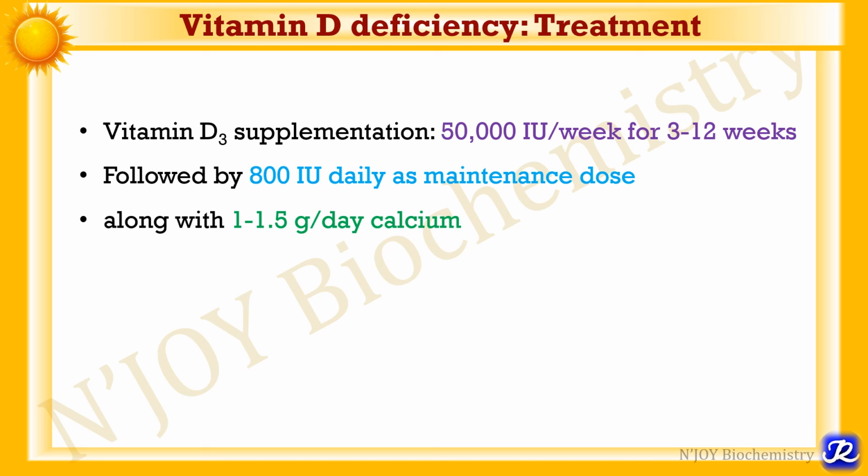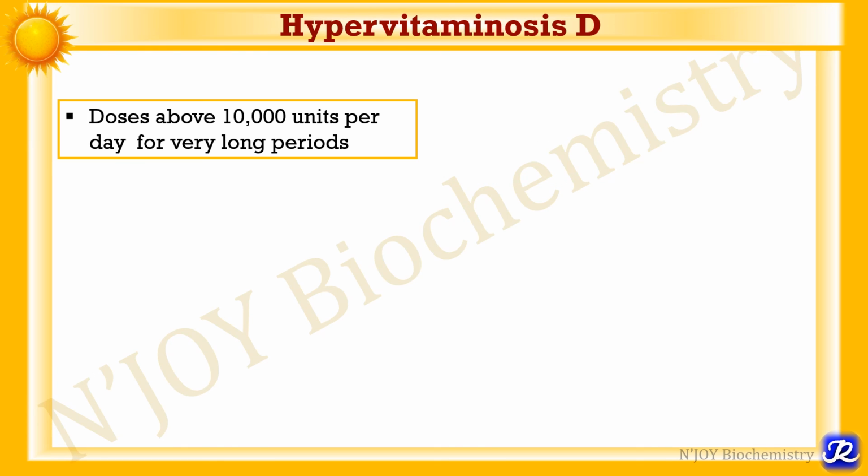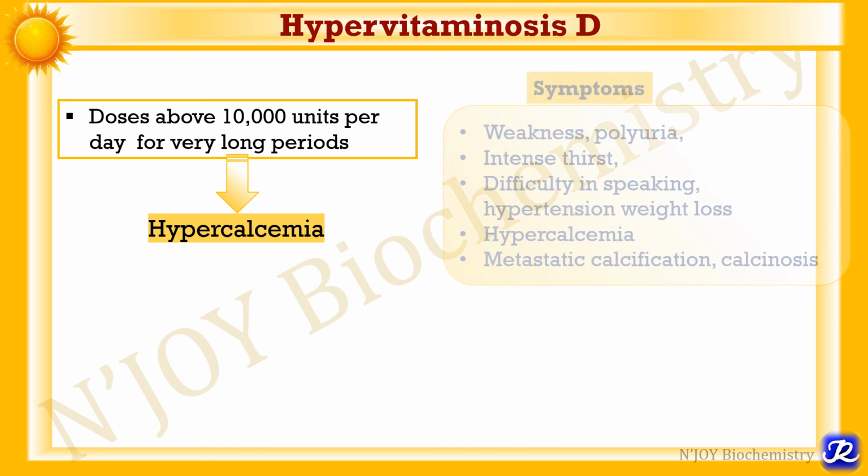What is the treatment for vitamin D deficiency? Vitamin D3 supplementation of 50,000 international unit per week for 3 to 12 weeks, followed by 800 international unit daily as maintenance dose, along with 1 to 1.5 gram per day of calcium. What is hypervitaminosis D? When a person is exposed to doses about 10,000 units per day for a very long period, then it results in hypercalcemia.